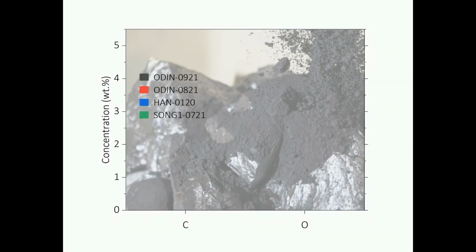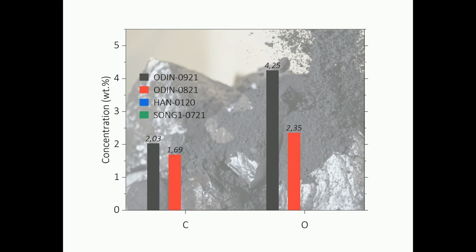Carbon and oxygen present the highest level of impurities in silicon kerf. Typical carbon concentrations are in the range of 2 to 4 weight%. Main contamination source of carbon is the cutting fluid used in wafer sawing.